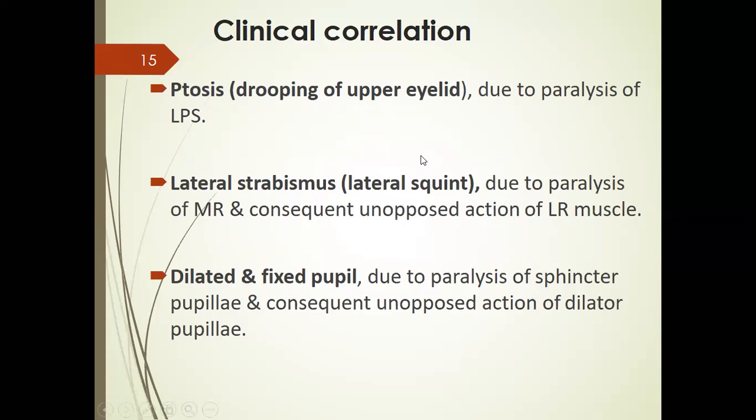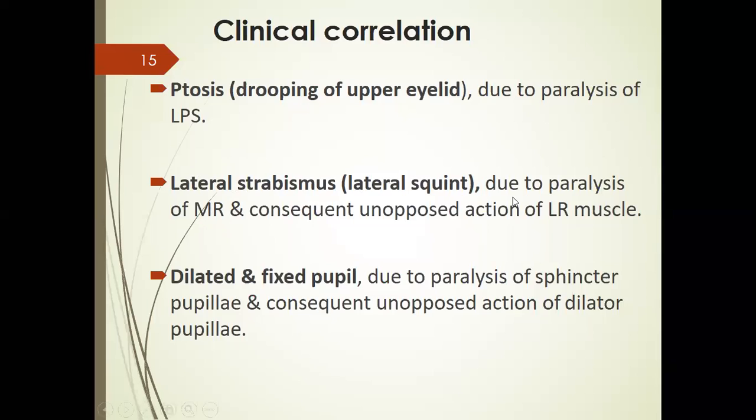Now, clinical correlation with the third cranial nerve. Number one is drooping of the upper eyelid, that is called ptosis. If the levator palpebrae superioris is paralyzed, there will be drooping of the upper eyelid, and that clinical condition is called ptosis. Second is lateral strabismus or lateral squint. It is due to paralysis of the medial rectus muscle.